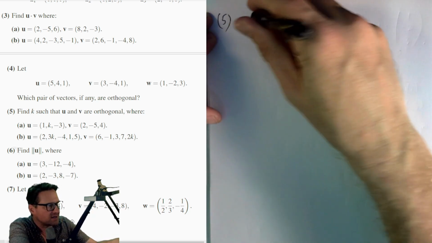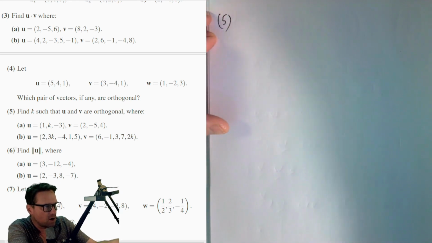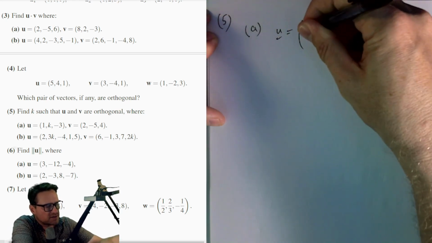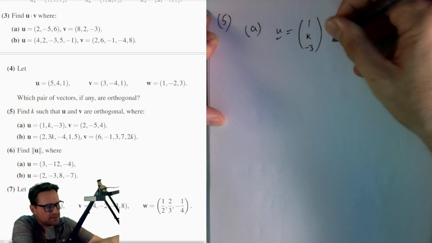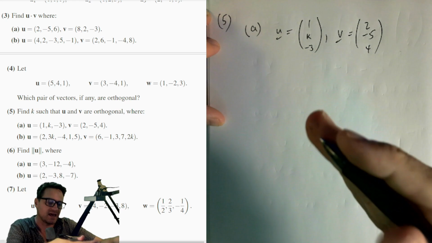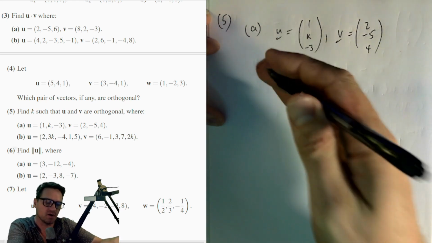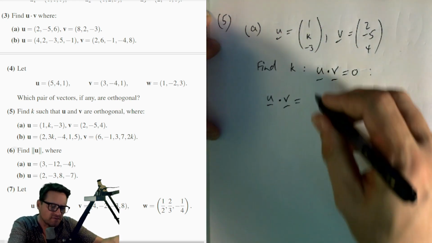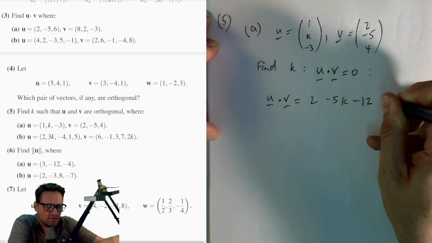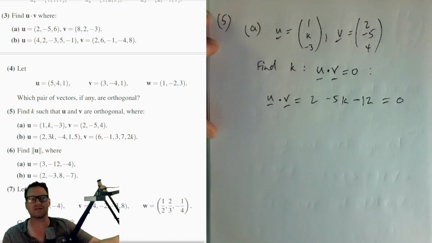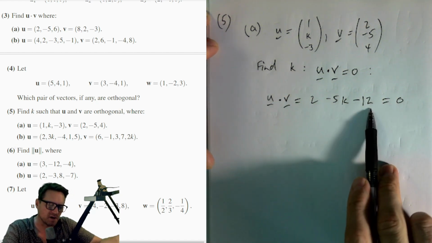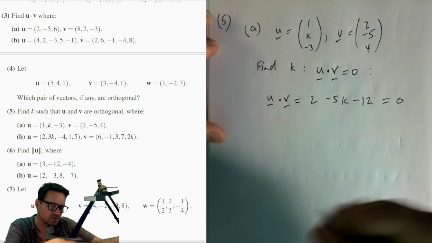Question 5. Find K such that U and V are orthogonal. So in part A, we have U equal to the vector 1, k, -3. V is 2, -5, 4. We've got to find K such that the dot product of U and V is 0. So U dot V is 2 minus 5k minus 12. And so we're seeking K such that this is 0. Simplifying this, we have 2 minus 12 is minus 10. Let's take that minus 10 over to the right-hand side.